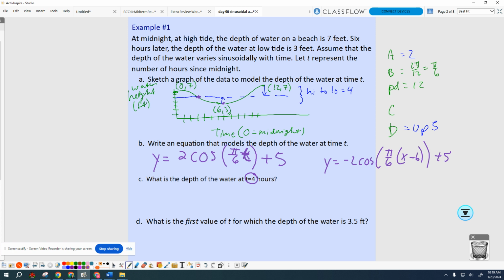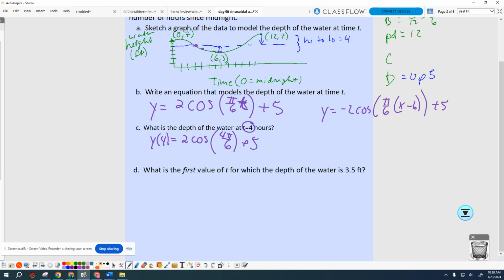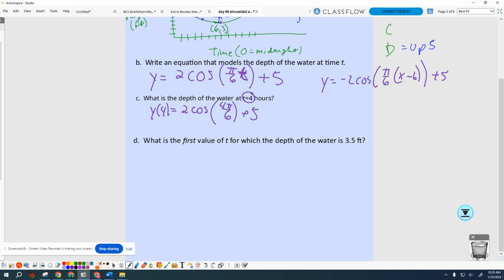Maya, do you have any idea how we'd find the depth of the water in 4 hours? Will, what do you think? What I did is I plugged 4 into x, and then I would do 4 plus 6, you get -2, and then -2 times pi over 6, I think. And then you just solve it out. All right, and I should have put t here, and this should have been h of t, the height of the water with respect to time.